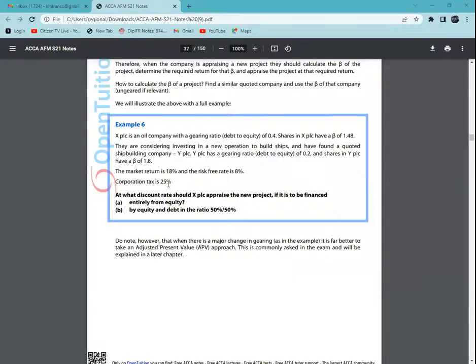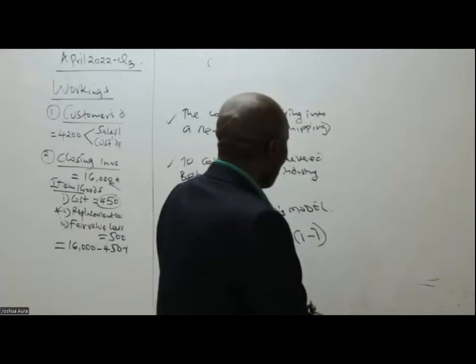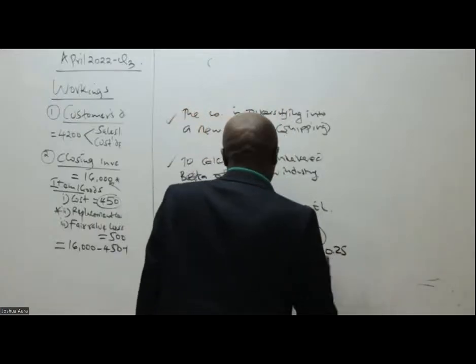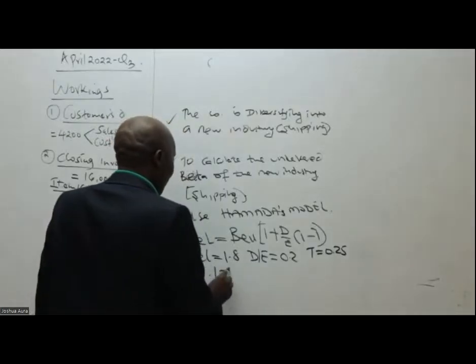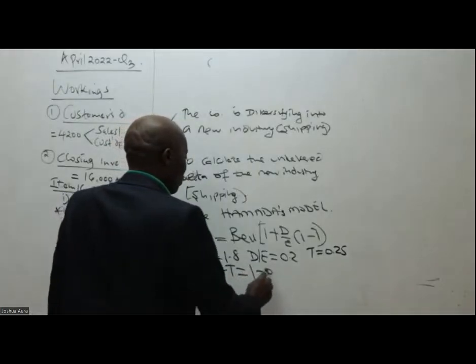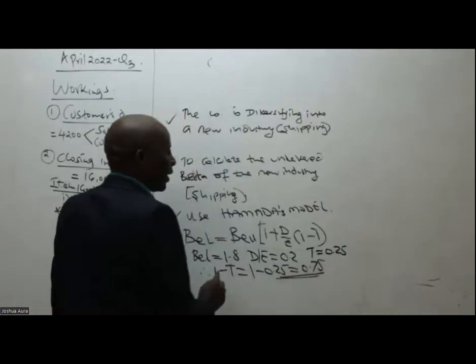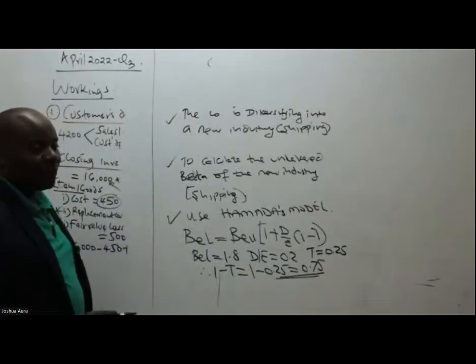And then the other thing they have done so nicely is to give me the risk-free. So the risk-free is 0.2. What here? Not risk-free, but the tax is 0.25. So tax is 0.25, and therefore 1 minus tax will be 1 minus 0.25, which will be 0.75.